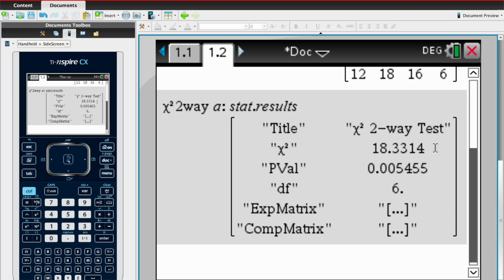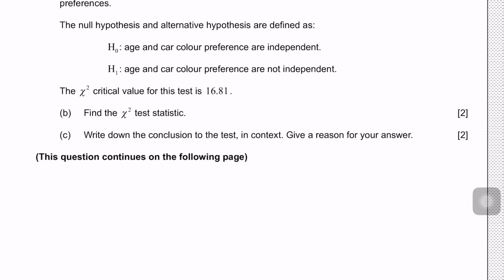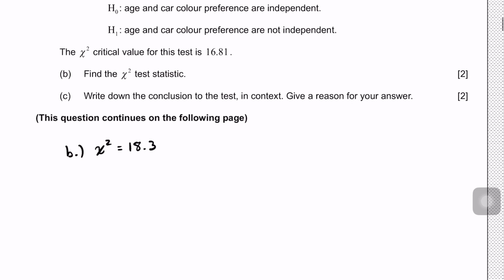Let's go back to the document and write that out. Here it is. Part B. Chi, looks like an x. How can we write a chi-squared without, well, chi-squared, my oh my. Chi-squared is equal to 18.3. Okay, so our chi-squared test statistic is larger than our critical value. So we're going to need that for part C.